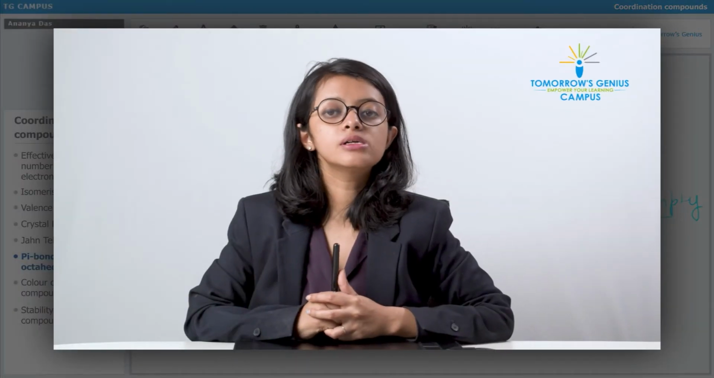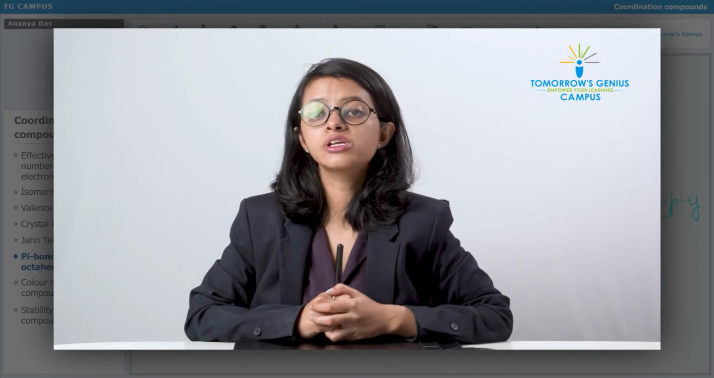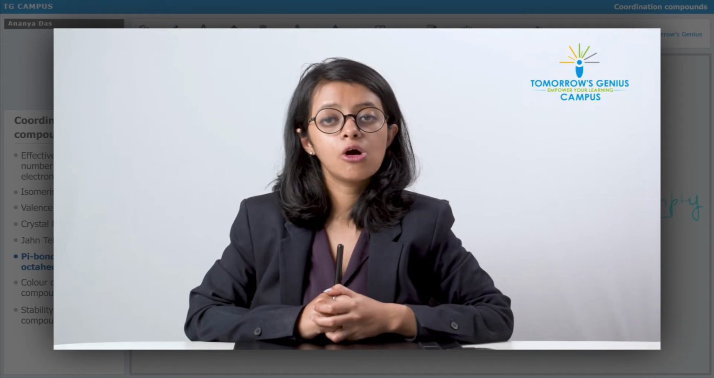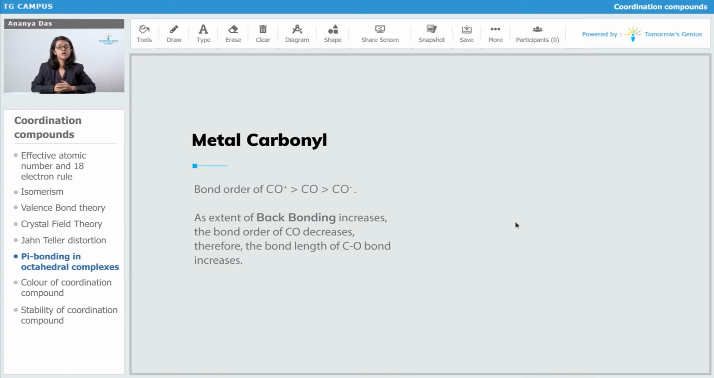Next we come to metal carbonyls. Metal carbonyls are those in which the metal is bonded to CO, like your NiCO4, FeCO5. All of those are metal carbonyls. But first of all, in order to study metal carbonyls, to study the bond lengths and everything, we need to know what happens when you put an electron into CO or you take out an electron from CO.